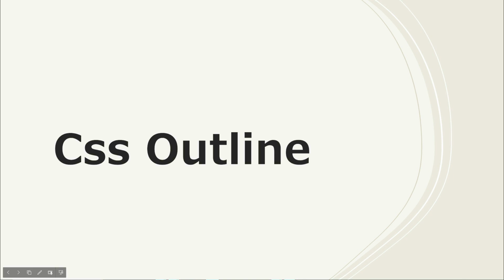This tutorial is about CSS outline. An outline is a line that is drawn around elements outside the borders to make the element stand out. And it has properties like outline style, outline color, outline width, outline offset, and outline, that is the shorthand property.